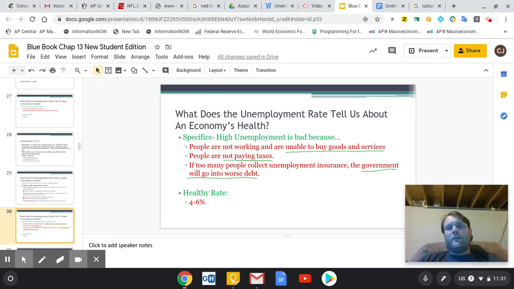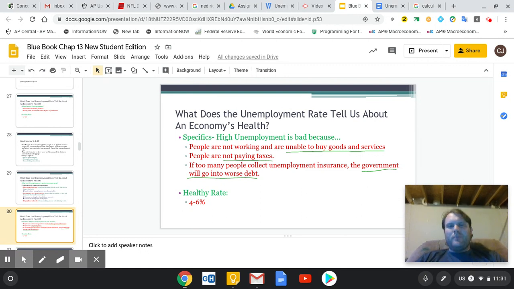Well, the government goes more into debt, and if the government goes too far into debt, that could cause some very serious problems. If you wanted to look up what's happened to Greece and some of the things they're dealing with over there. So it's kind of a double negative when a bunch of people collect unemployment, because they're not paying taxes, putting money into the government, and at the same time, they're taking it out.